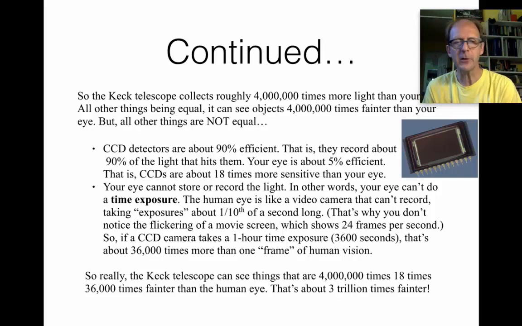So really, the Keck telescope can see things that are 4 million times 18 times 36,000 times fainter than the human eye, and that's about 3 trillion. So you can see why astronomers want big telescopes. It's not just about bragging rights, it is about seeing fainter things. If you can collect more light, you can see fainter things, which means you can see farther away. You can see smaller things that are dimmer.